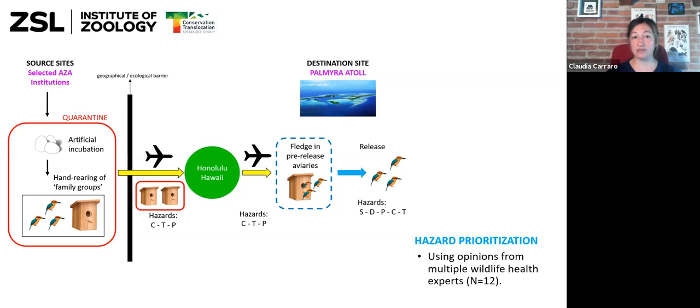And so we worked with a panel of wildlife health experts to prioritize the hazards. We provided the experts a brief summary on the distribution, the host range, transmission mode, and possible consequences for each hazard, as well as information on the translocation pathway. And we asked their opinion on whether each identified hazard remains a potentially serious concern or is a minor concern.